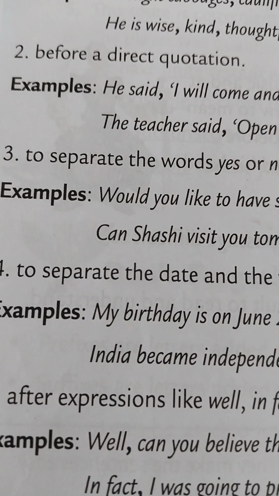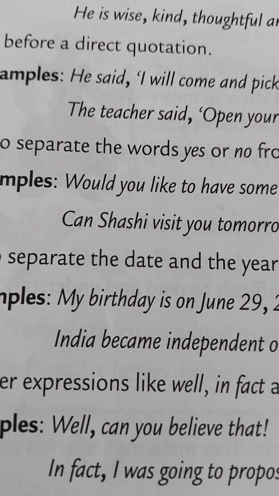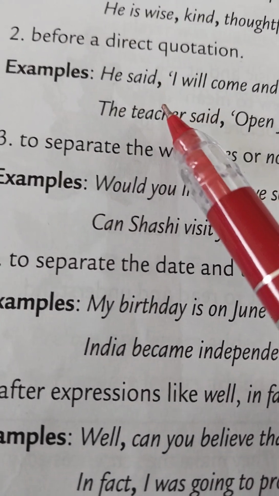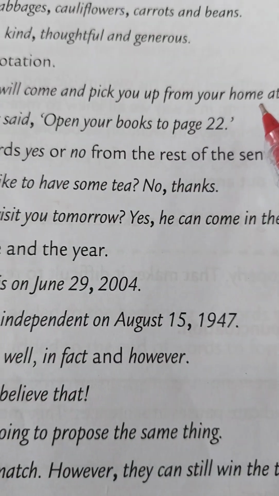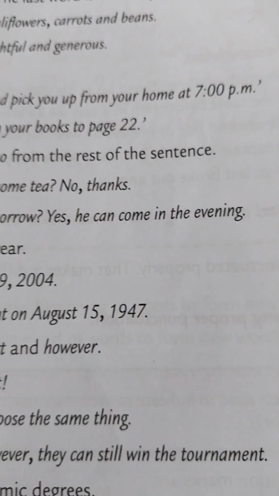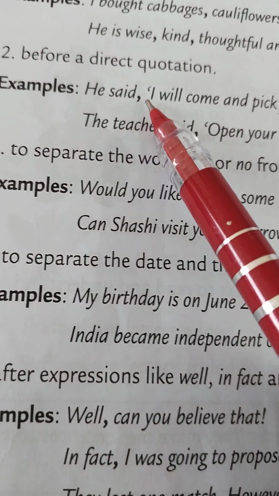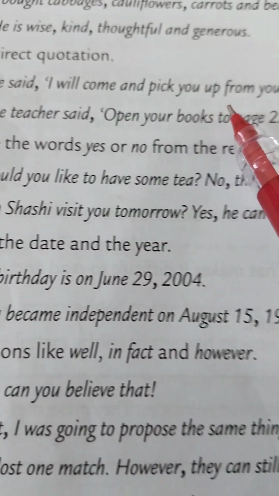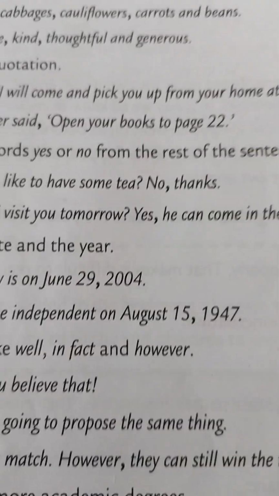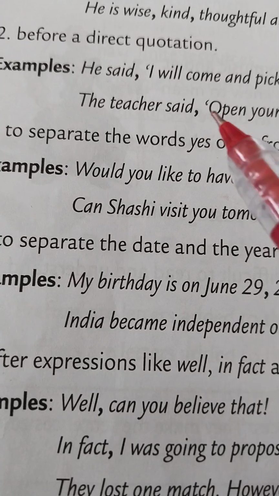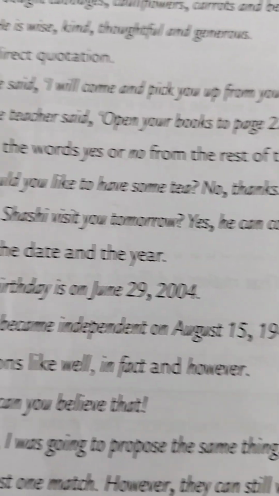Now next, before a direct quotation. In direct speech, children, we put a comma before the direct quotation. For example: He said, I will come and pick you up from your home at 7 p.m. Okay. Similarly, the teacher said, open your books to page 22.